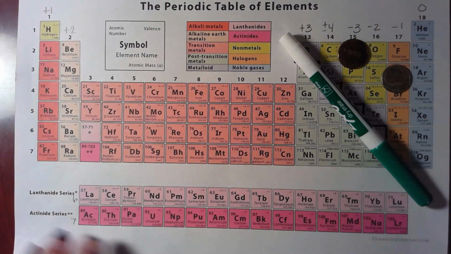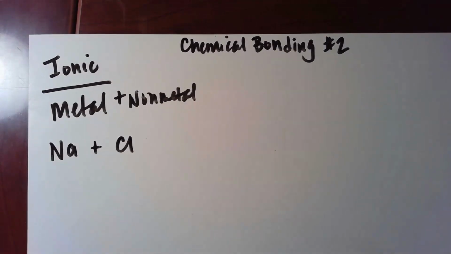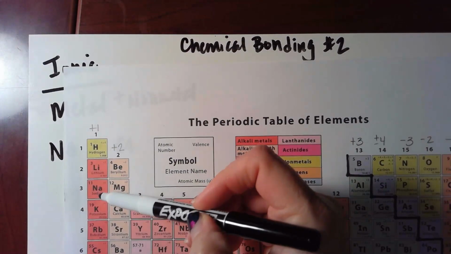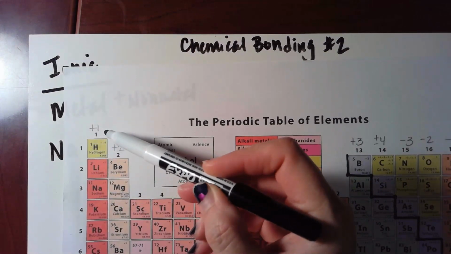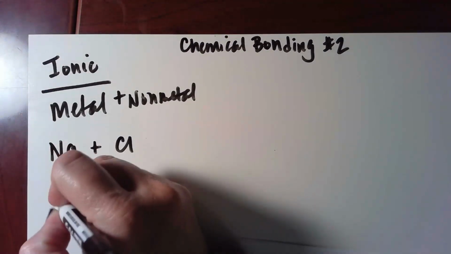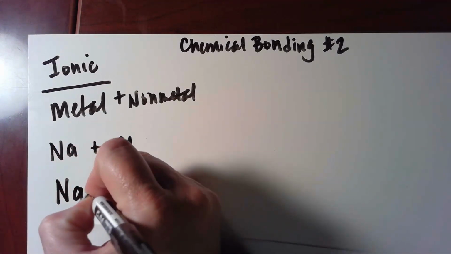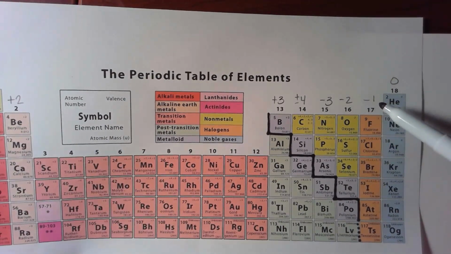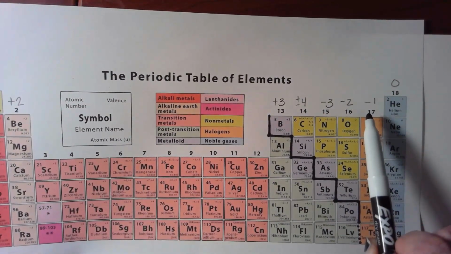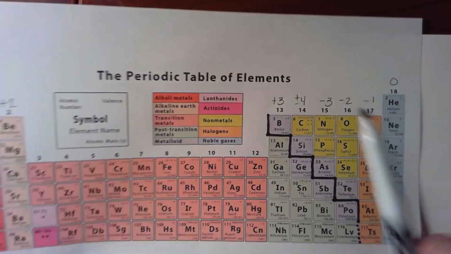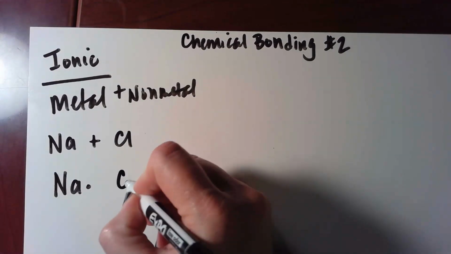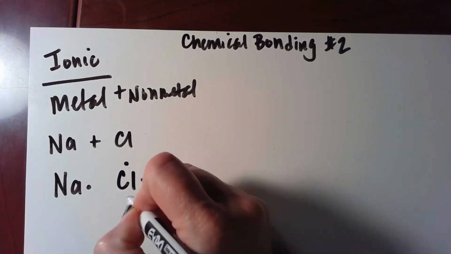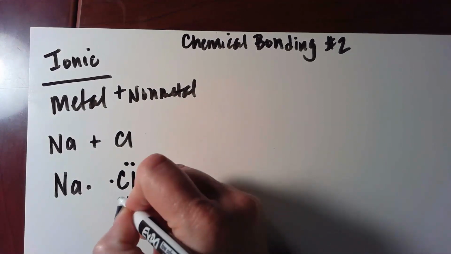So if we wanted to just really quickly review, we talk about Na and Cl for an ionic bond, a metal and a nonmetal. We would look at sodium, which is in the first column, which means it has one valence electron. So we would put Na with one dot. And then chlorine, we go to the top, group 17, hide the 1, which means that's really just 7 valence electrons. So we would do Cl with 7: 1, 2, 3, 4, 5, 6, 7.